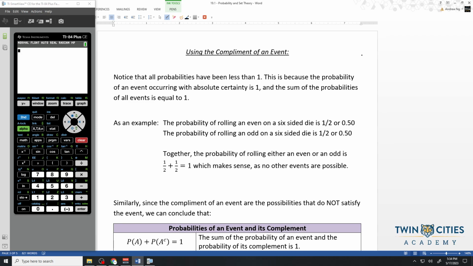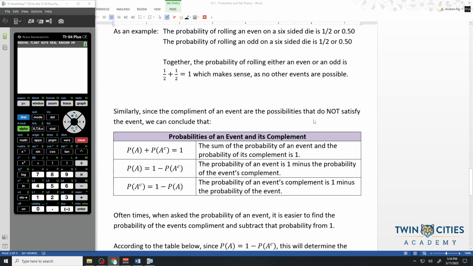So knowing that, sometimes it's easier to find what you don't want and then subtract that from the whole rather than finding what you do want. Here's an example.